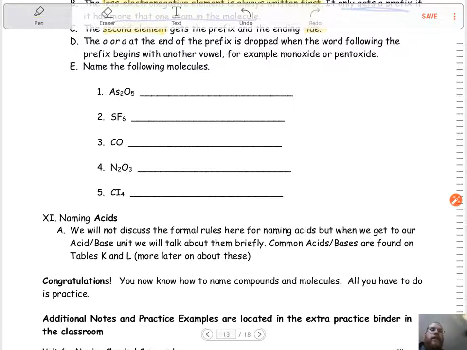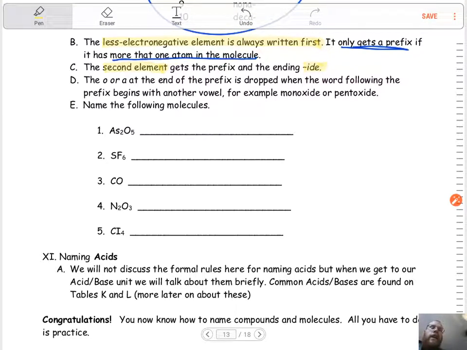Is it metallic, or sorry, is there a metal and a nonmetal, or is it all nonmetals? Well, look at your periodic table. Both of those elements are to the right of the staircase, so we know it's molecular. So now ask yourself, my first element, well, what is that? As. If I look it up, it's arsenic.